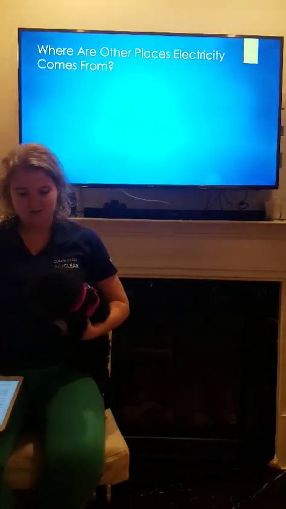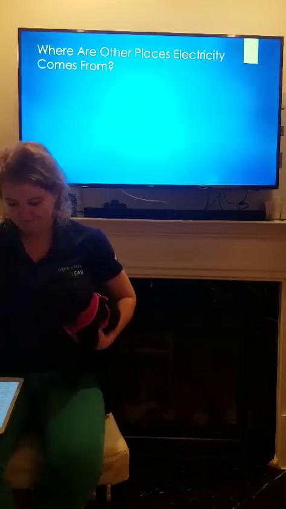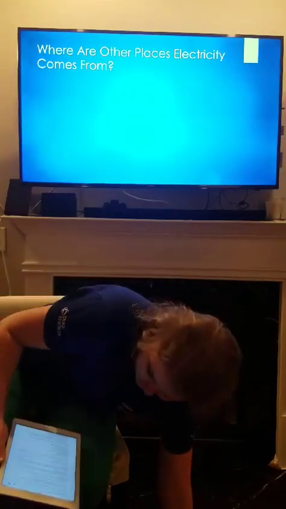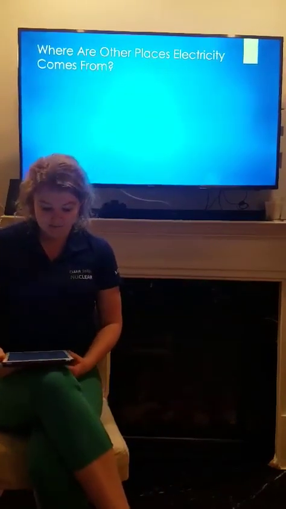All right, so we talked about how nuclear energy is made, but there's actually other ways to generate electricity as well.